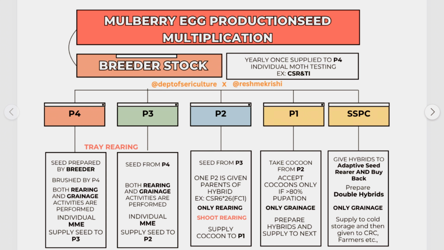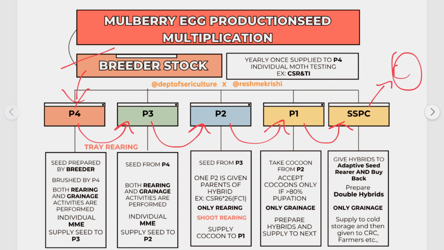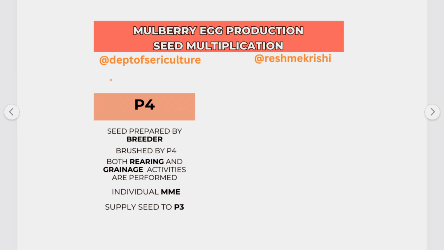First thing, the primary step, is the breeder. What is a breeder? The person who breeds and maintains the founder of that particular breed. The breeder will give it to the P4, and P4 will give it to the P3, P3 to P1, sorry, P3 to P2, P2 to P1, and it will go to the SSPC, and then it will come to commercialization. So let us know each and every step in detail. First, we will learn about what the breeder is and how the breeder stock is maintained.